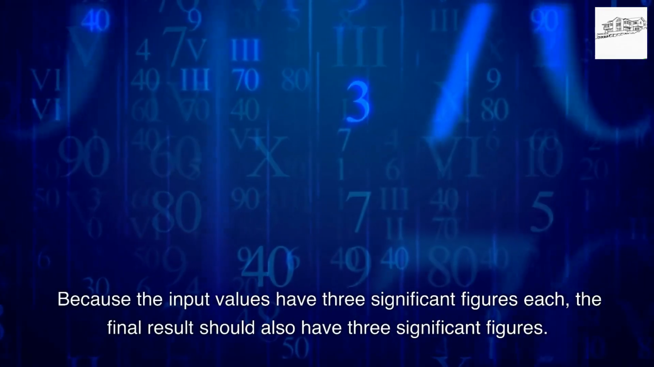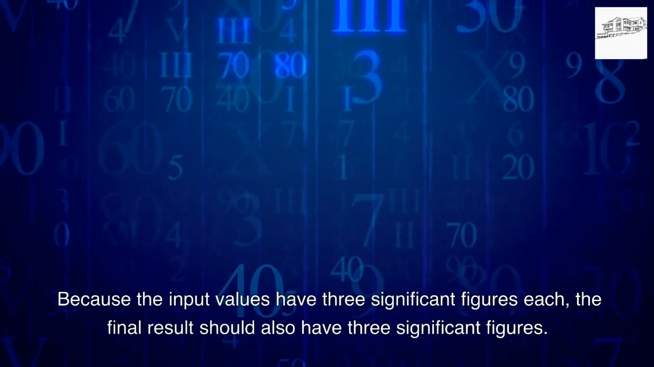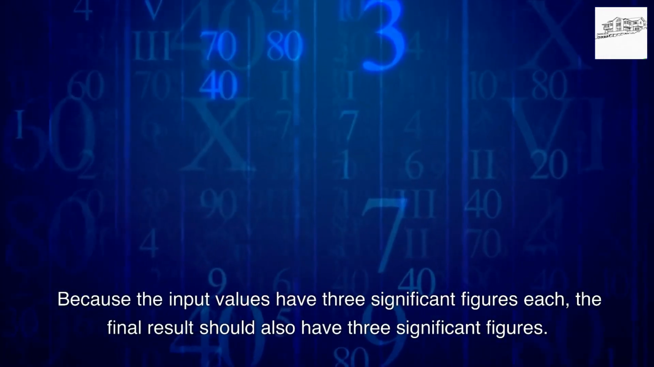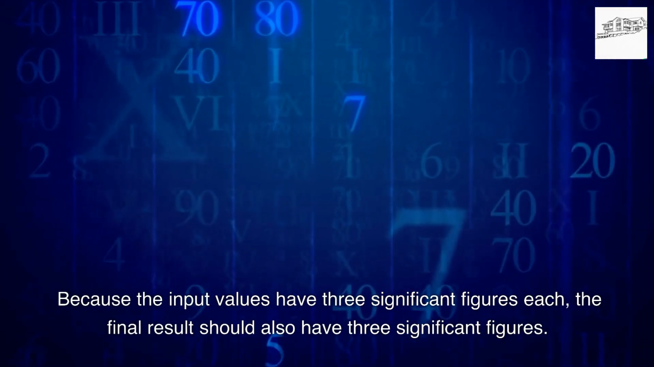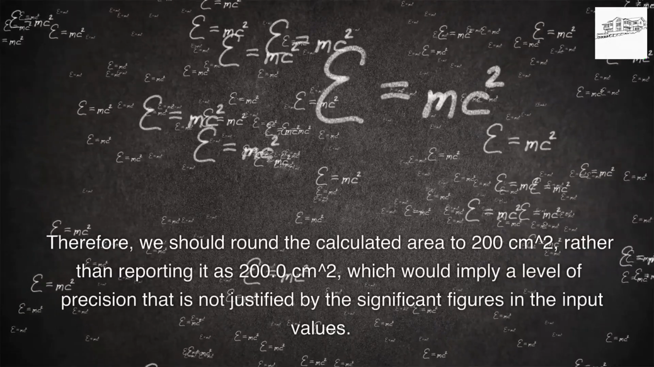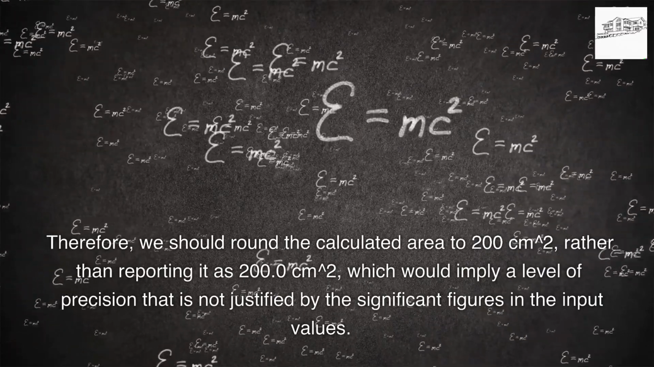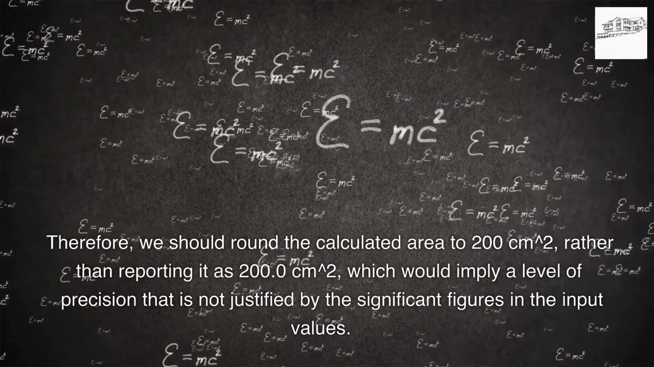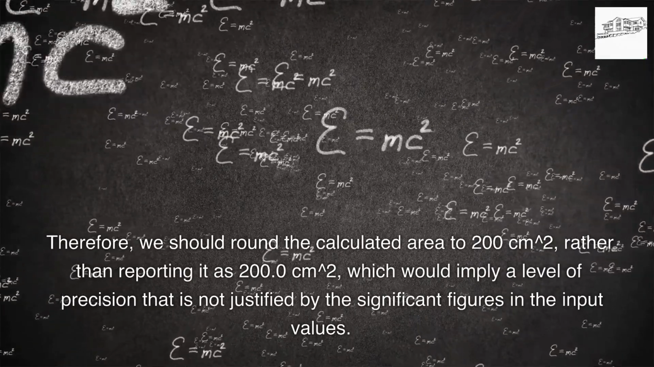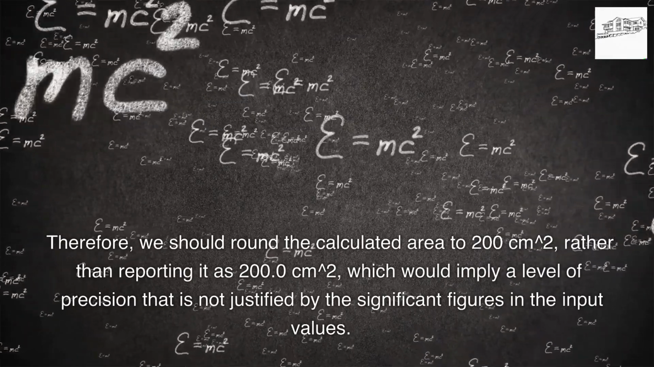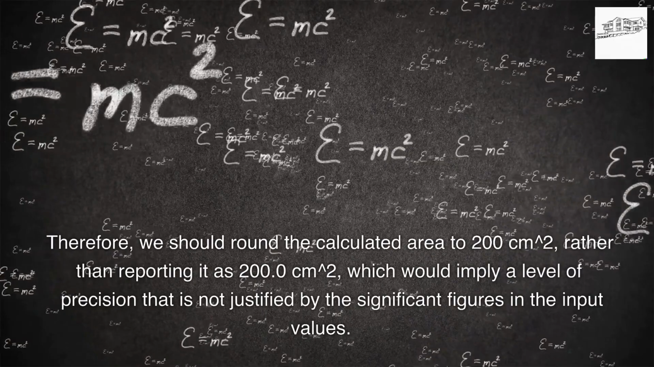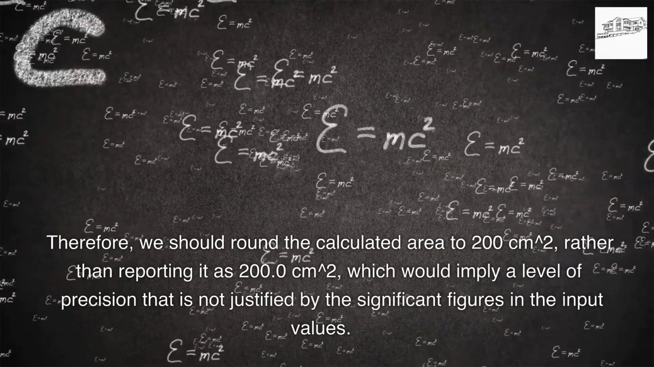Because the input values have 3 significant figures each, the final result should also have 3 significant figures. Therefore, we should round the calculated area to 200 square centimeters, rather than reporting it as 200.0 square centimeters, which would imply a level of precision that is not justified by the significant figures in the input values.